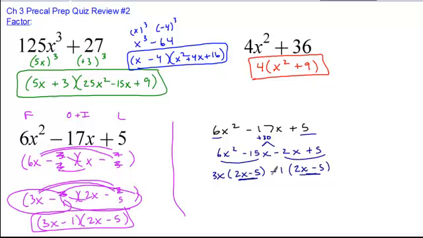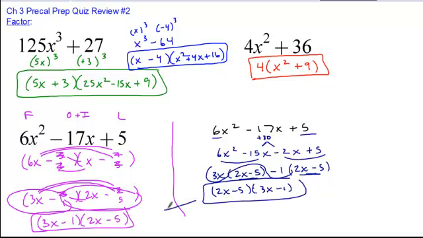If you've done this right, you should have a common binomial, 2x minus 5. I'm going to take that common binomial factor out, and the remaining factors of 3x and minus 1 form the terms of my other binomial factor. And as you can see right here, it doesn't matter which method you use, you get the same answer. The order of those factors doesn't matter.